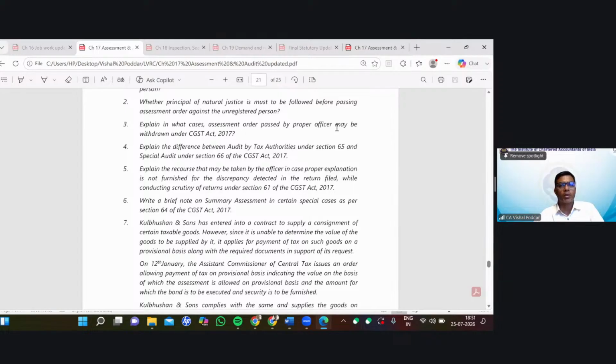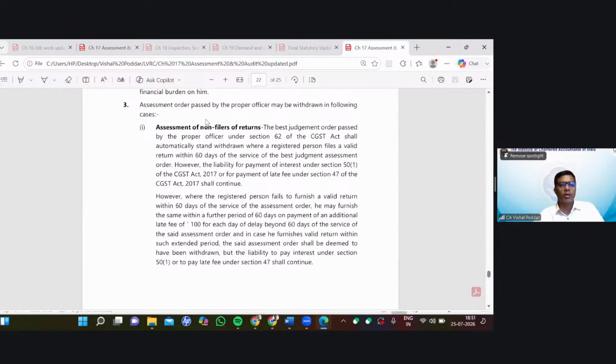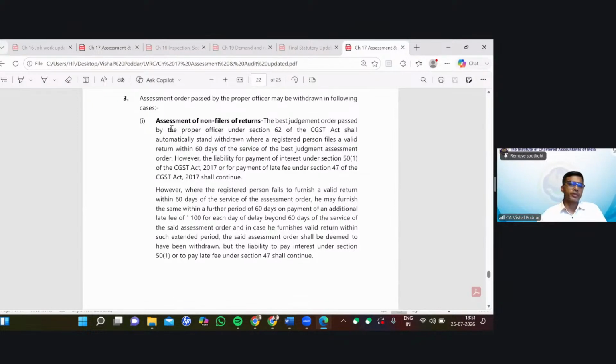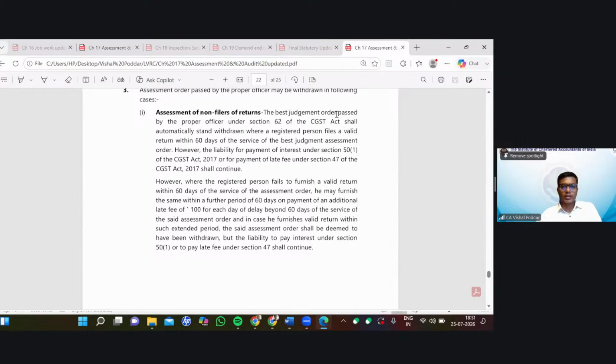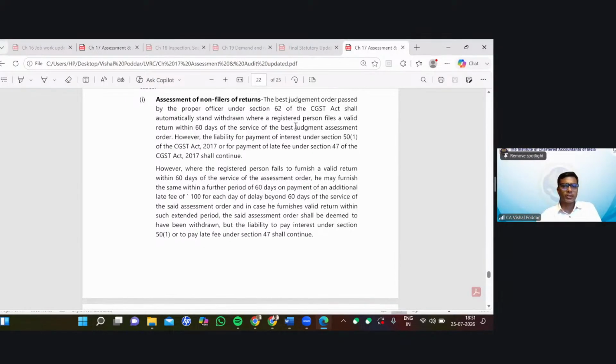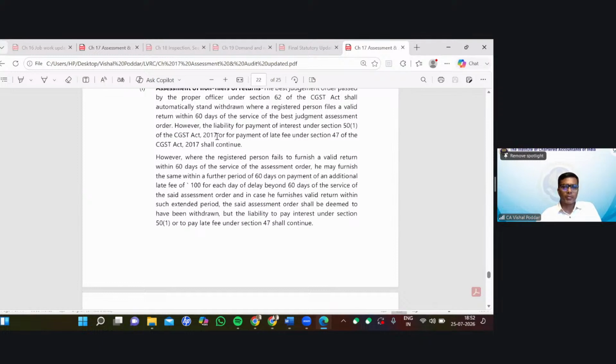Explain in what cases an assessment order passed by the proper officer may be withdrawn under the Act. Now, this is important. Assessment orders passed by the officers may be withdrawn, first, in case of assessment of non-filers. The best judgment orders passed by the officer under Section 62 shall automatically be withdrawn where the registered person files a return. So, simple, you did not file return, I took action. Now, when I have issued you a notice and I am taking action, if you come in front and file the returns, pay all the tax along with interest, automatically the proceedings will drop. However, the liability for payment of interest under 50 or payment of late fee under 47 shall continue.